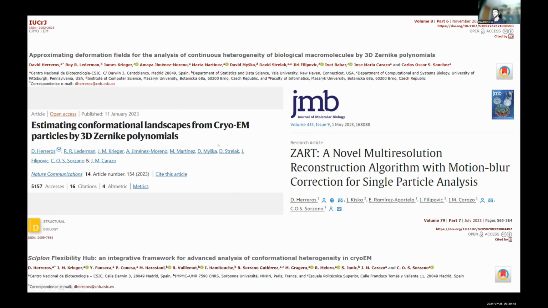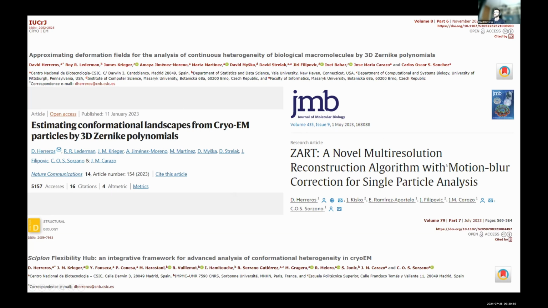It's the evolution of this method, which has to do with a new basis based on 3D Zernike polynomials that are able to extract the motions the protein is undergoing that is captured in our particle images in a cryo-EM dataset. Then we have this one of SAR.